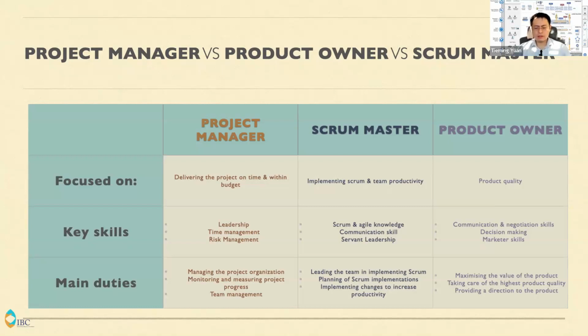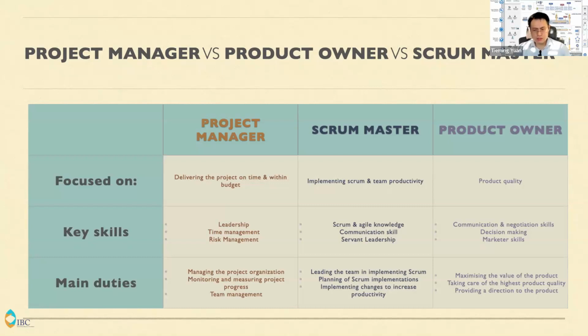The responsibility of a Scrum Master is to implement Scrum and improve team productivity. So he or she introduces Scrum and uses agile knowledge. They need to know how to facilitate events, how to do backlog refinement, and how to ensure the values of agile, the ceremonies or events of agile, are being held in a correct manner.